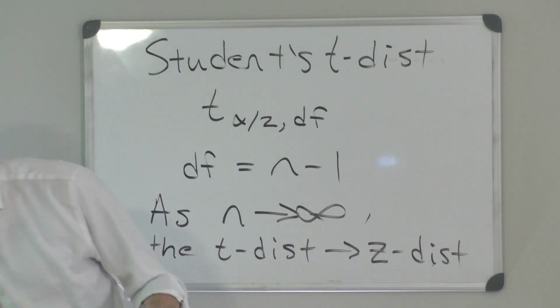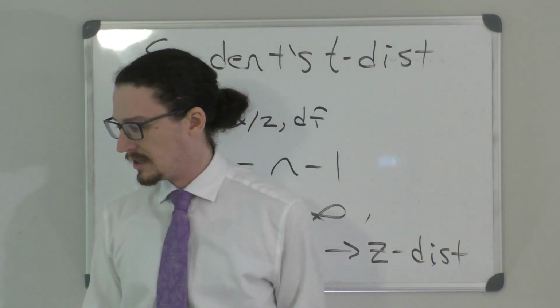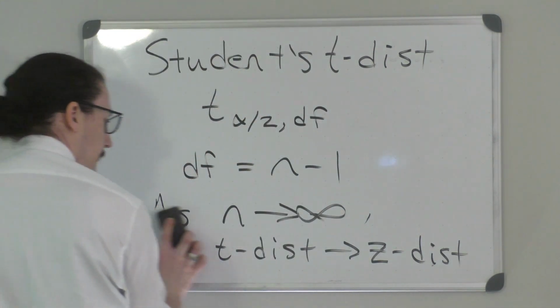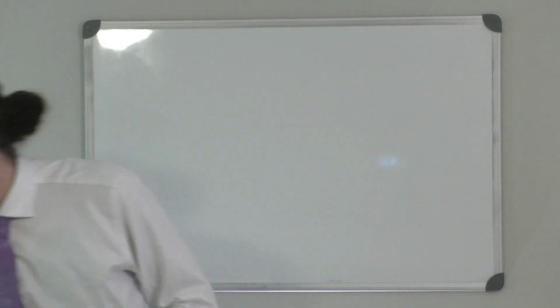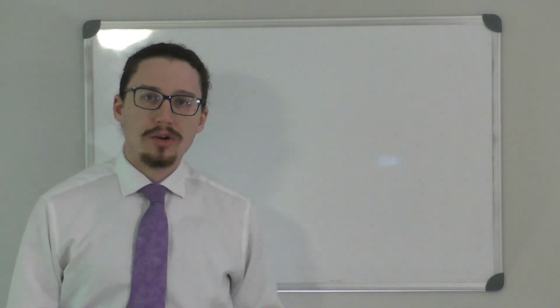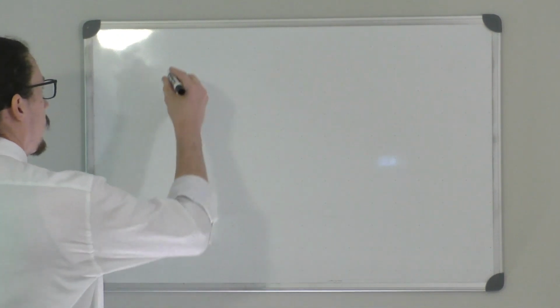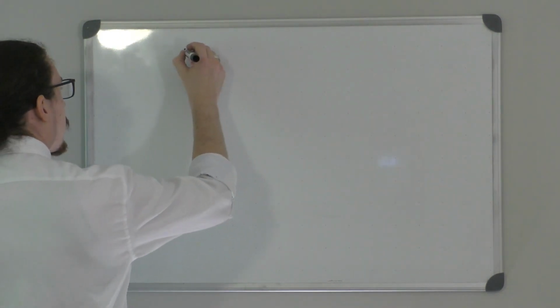This is going to become important in just a moment. It is important, but I'll explain why it's useful in just a moment. All right, so this is how we're going to read that t-distribution.